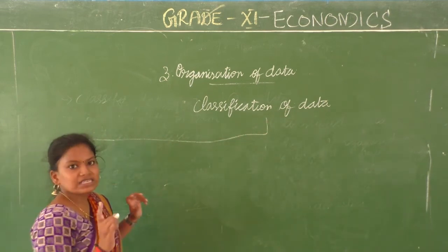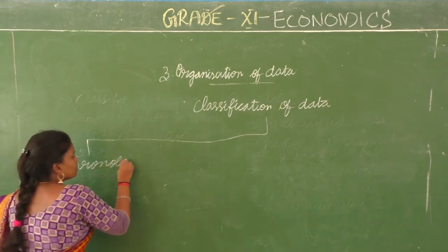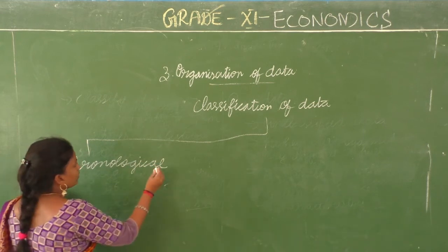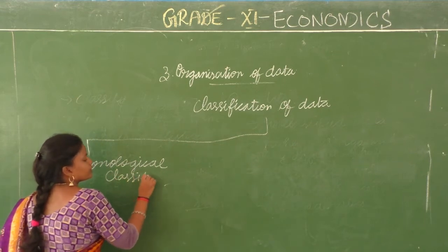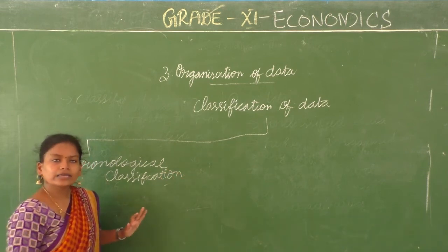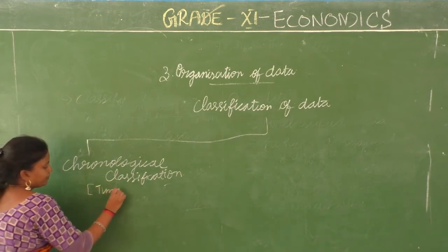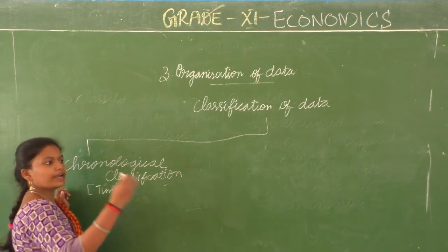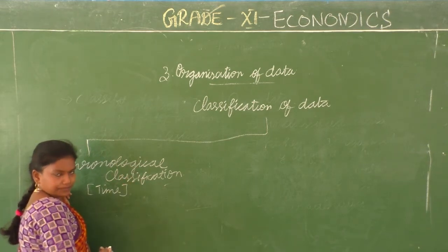There are four basic classifications. The first one is called chronological classification. What is meant by chronological, children? It's not a new term to you. We have already discussed this term. Based on time. When data is classified based on time, it is called chronological classification.